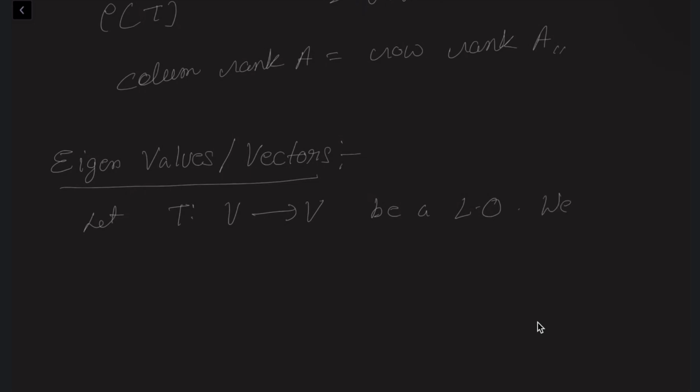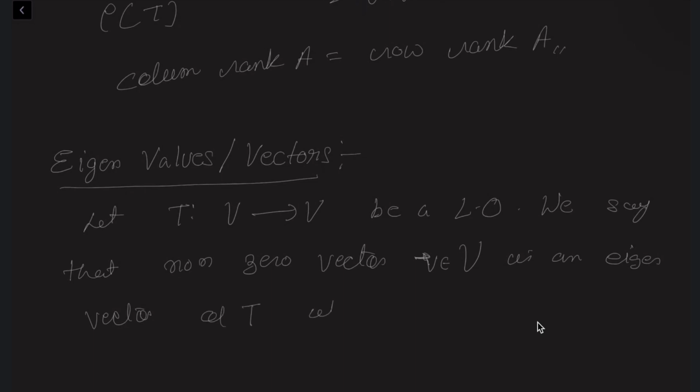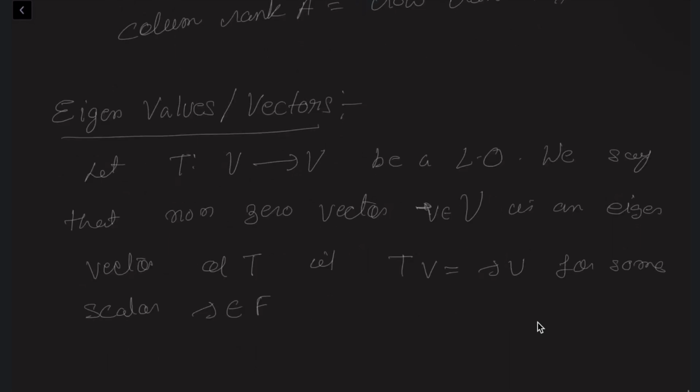So we say that a non-zero vector v of V is an eigenvector of the linear transformation T if you have T of v equals lambda v for some scalar lambda that belongs to the field F.